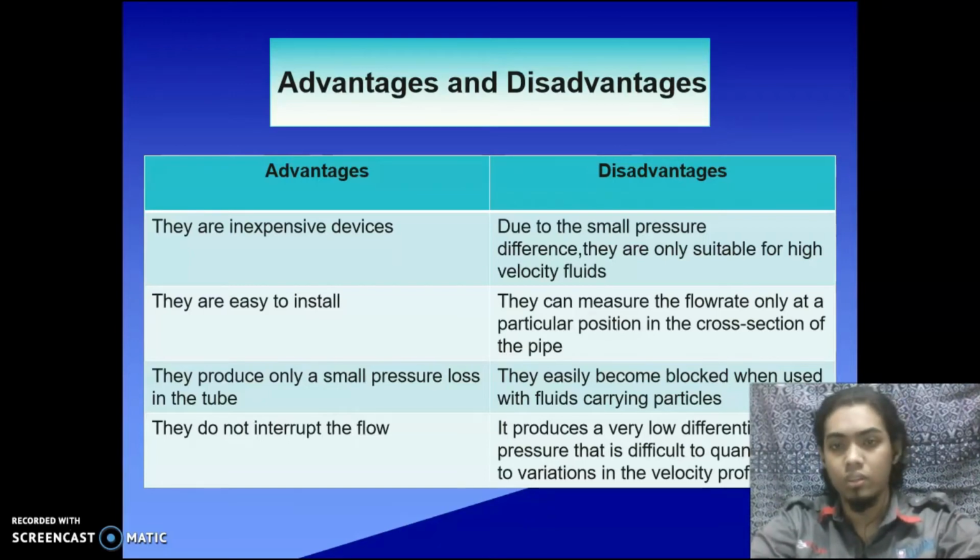The disadvantages: number 1, due to the small pressure, they are only suitable for high velocity fluid, and number 2 is they can measure the flow rate only at a particular position. Number 3 is they easily become blocked when used with fluid carrying particles, and number 4 is it produces a very low differential pressure.